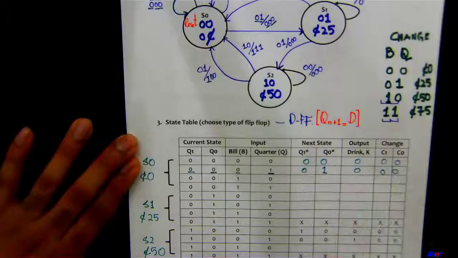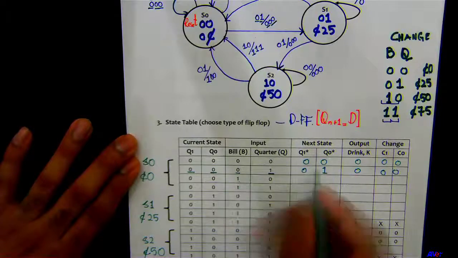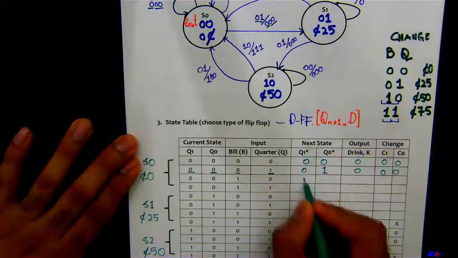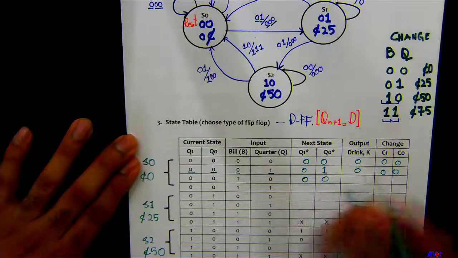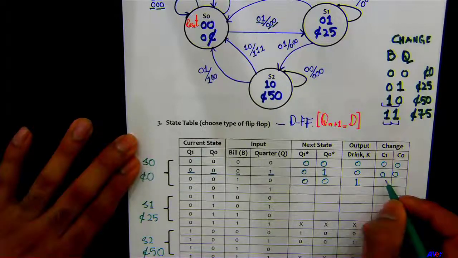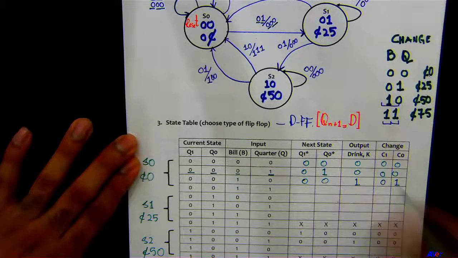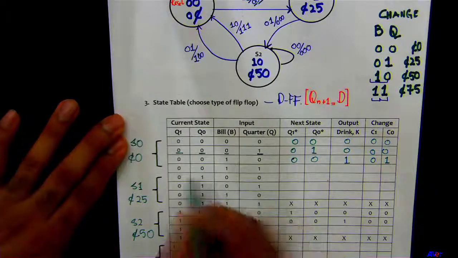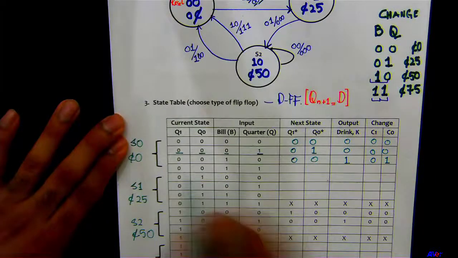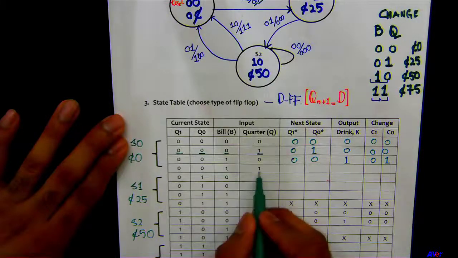So let's finish this real quick. Again, 0 cents, bill is 1. What is going to be the next state here, guys? 0, 0. Okay. Drink is going to be dispensed. And then how much would be the change here? 25 cents, which is 0, 1. Okay. Let's do it for... What's going to happen here? 0, 0 present state. Bill is 1, quarter is 1.